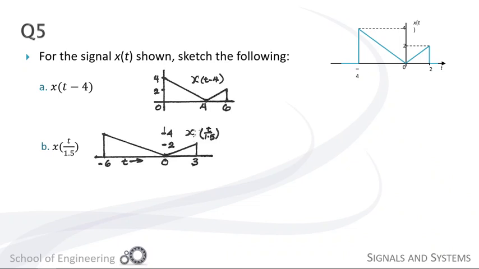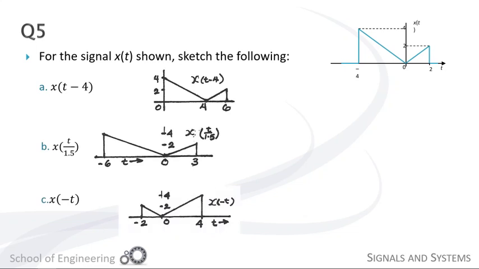Especially this, and then in the next slide, or 2 slides after. Next one, x of minus t. What does that do? Yeah, it flips it, or reflects it on the y-axis. Positive becomes negative, negative becomes positive. So the 2 will go to minus 2, minus 4 will go to 4. It just gets flipped, or reflected in the y-axis.